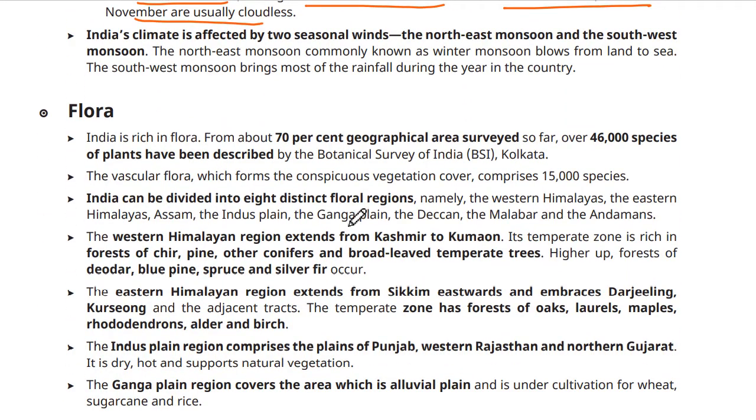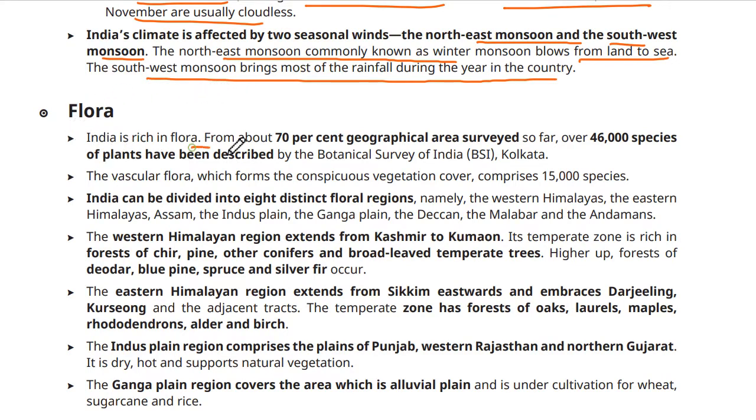India's climate is affected by two seasonal winds, the northeast monsoon and the southwest monsoon. The northeast monsoon, commonly known as winter monsoon, blows from land to sea, and the southwest monsoon brings most of the rainfall during the year in the country.